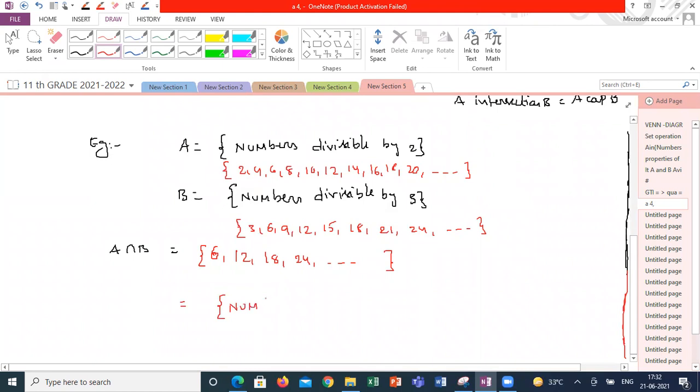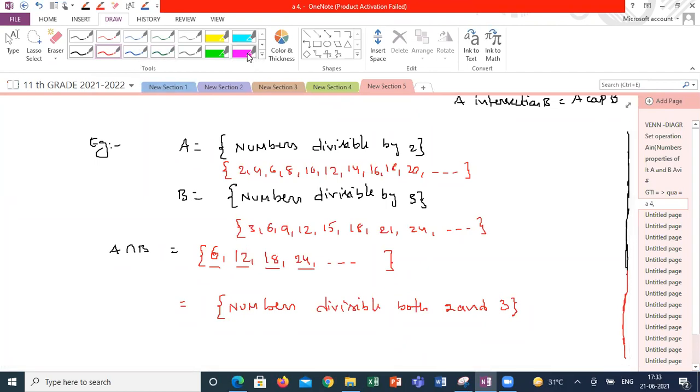Numbers divisible by 6, or divisible by both 2 and 3. It's not either. Whatever the number you are writing here, it should be divisible by 2 as well as 3. That is the meaning of intersection.